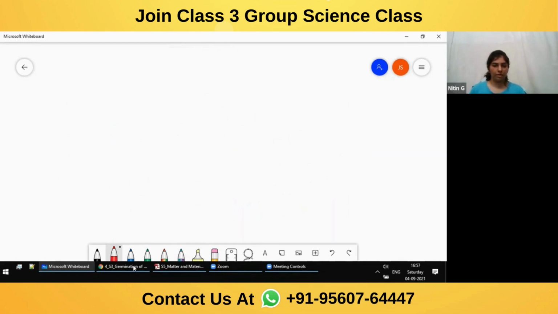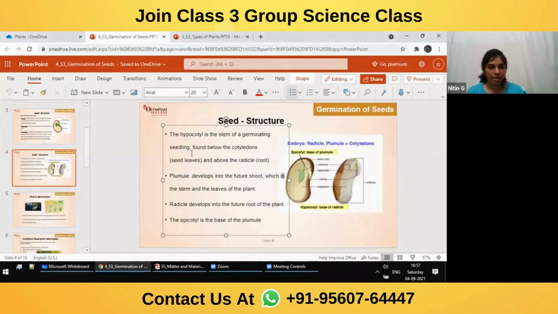Okay. So hypocotyle is the stem of a germinating seedling found below the cotyledons. Cotyledons are the seed leaves. Remember that. If you want to write, you can write down. The seed leaves are the cotyledons. And above the radicle. Plumule develops into the future shoot, which is the stem and the leaves of the plant. Radicle develops into the future root.